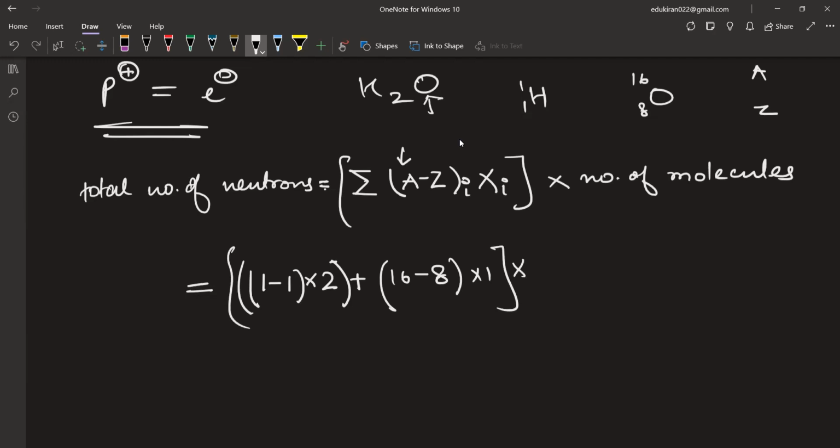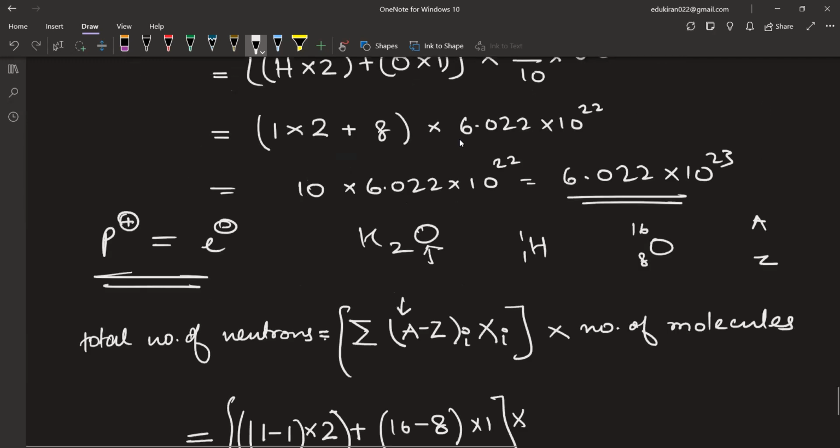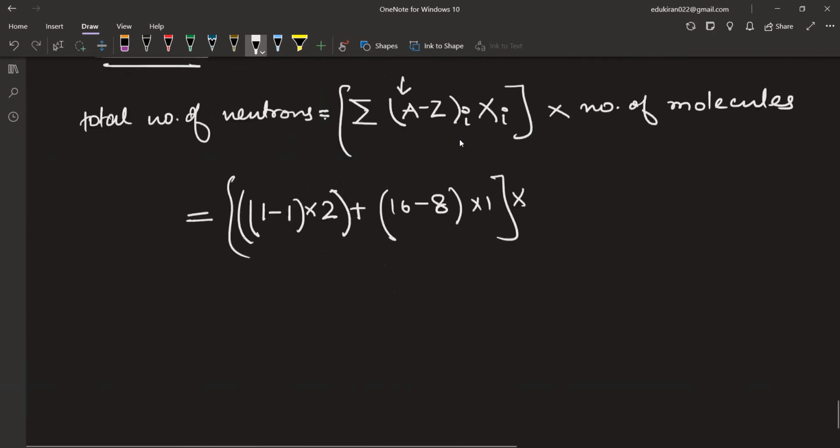The number of molecules. We have how many moles? 1 upon 10. So right here 1 upon 10 into 6.022 into 10 to the power 23.